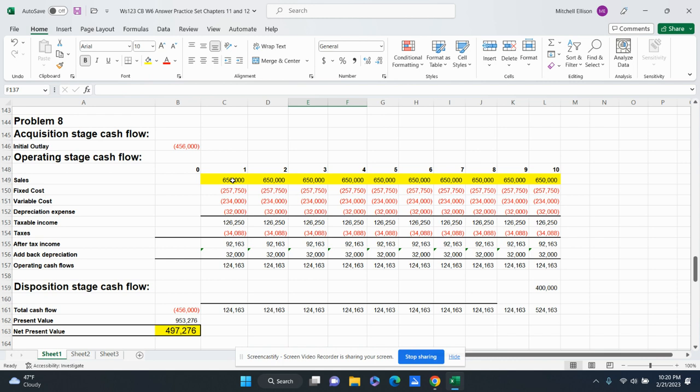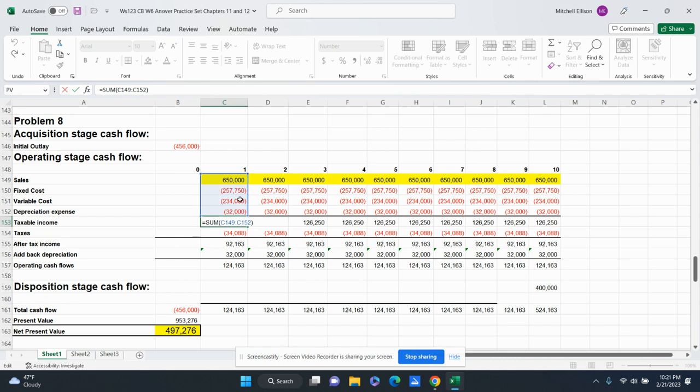You were asked at $650,000 in sales, what is the net present value? So again, you've got an initial outlay. You've got sales. You have fixed cost of 257,750. Naturally, those are negative since they're costs. You have variable expenses of 36%, so you're going to take 36% times 650. You're given depreciation expense of $32,000 per year.